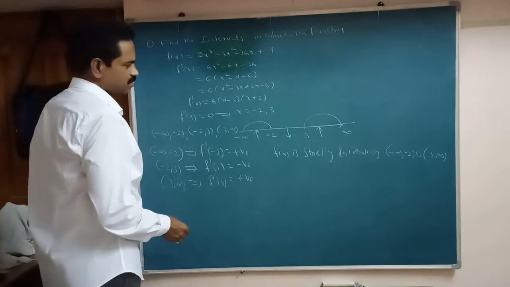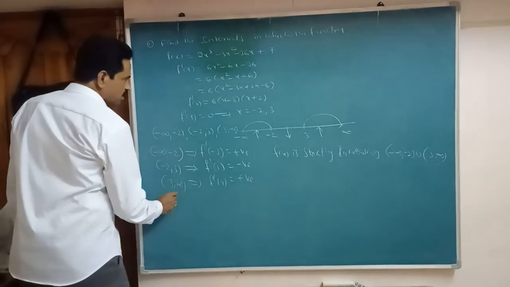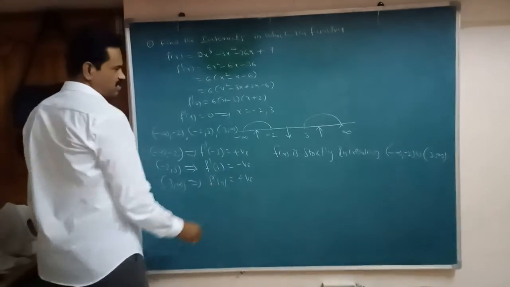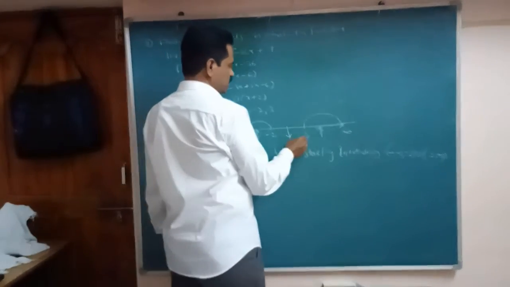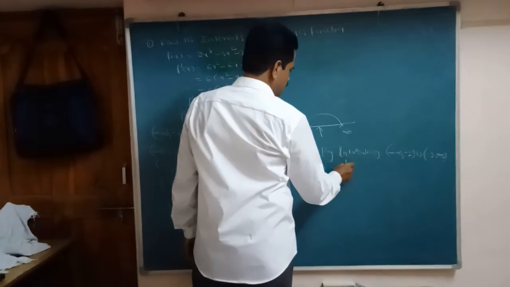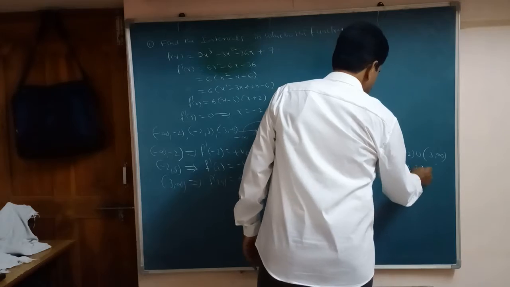Minus 2 minus 1, that is 0. Minus 1 you take or 2 you take here. So that is f of which intervals here? Minus 2 to 3 is negative. So f of x is strictly decreasing in the interval what here? Minus 2 comma 3.